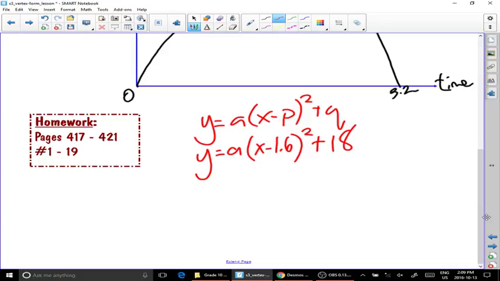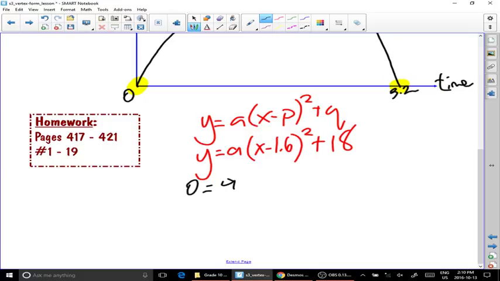What we need to do is find what a is. And we're going to use any other point that we have on the graph. And we have two other points on the graph that we could use. We could use 0, 0, where it starts when the ball's kicked, or we could use 3.2 and 0. In either case, we substitute x and y into that expression and solve for a. I'm going to use 0, 0 because it's nice.